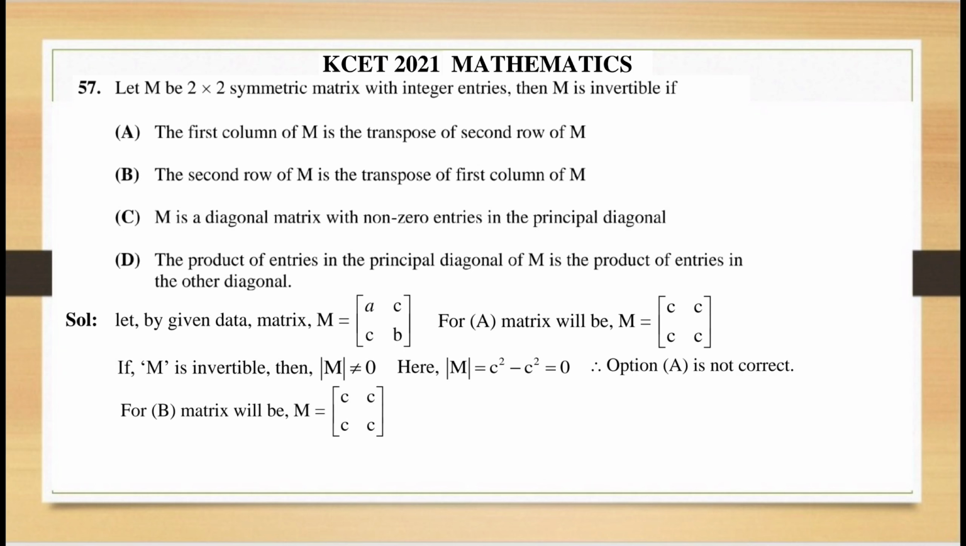Similarly, for option B also, the matrix will be the same only. That is M equals matrix CCCC. So here also determinant M equals 0. Therefore option B is also not correct.